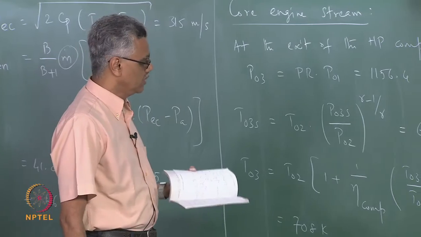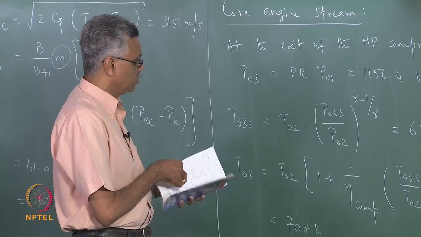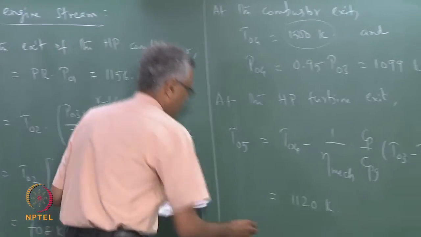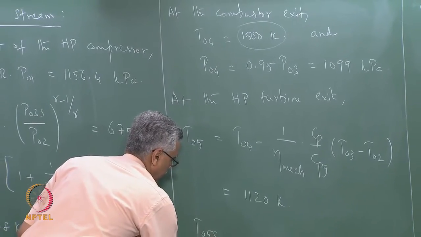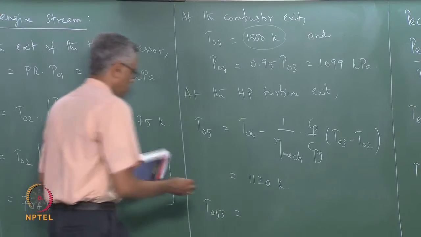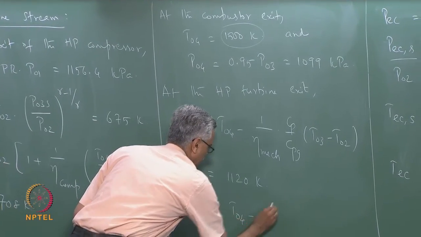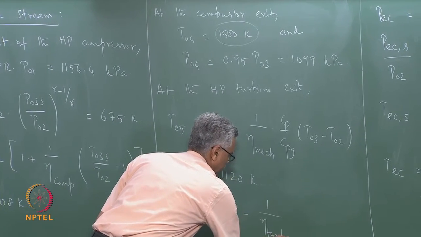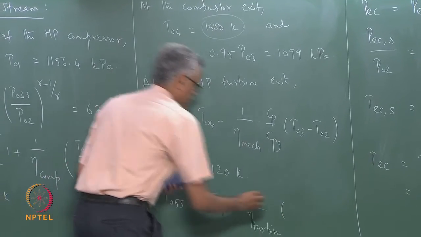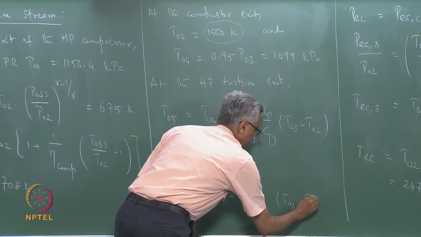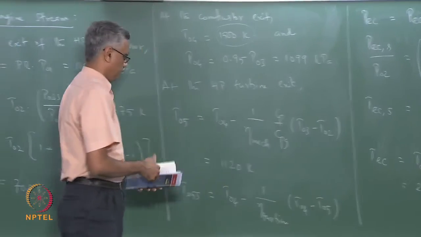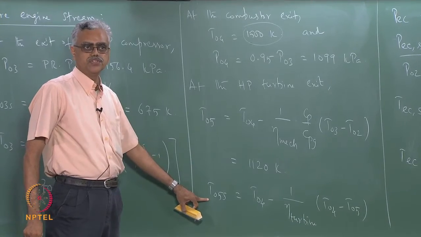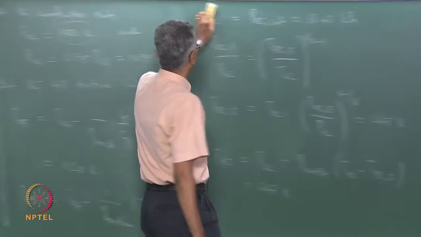So, I have T05 now, I need to evaluate P05. To do this, I calculate my T05S using the definition of the isentropic efficiency of the turbine. T05S is equal to T04 minus 1 over eta turbine times (T04 minus T05). So, this is the definition of the isentropic efficiency of the turbine, and I can calculate T05S.